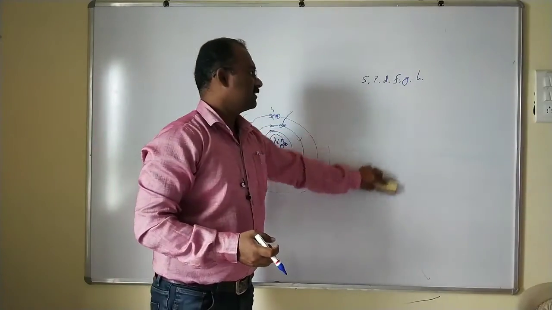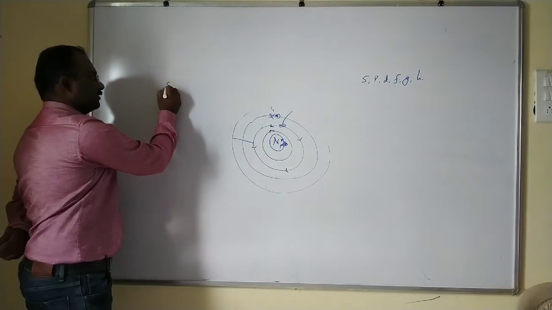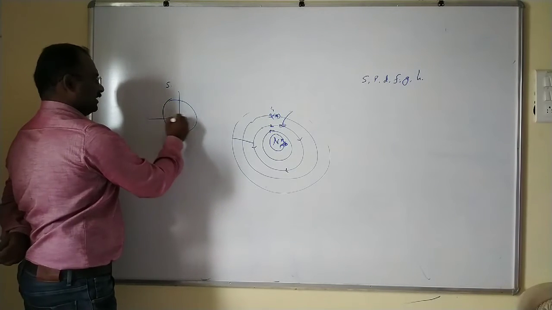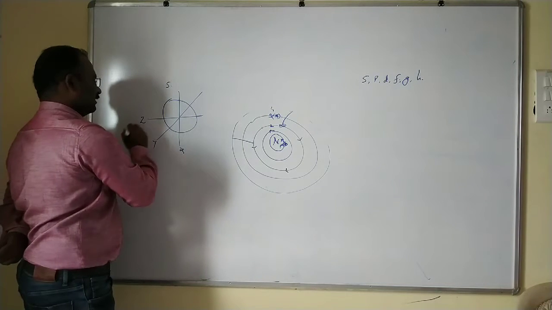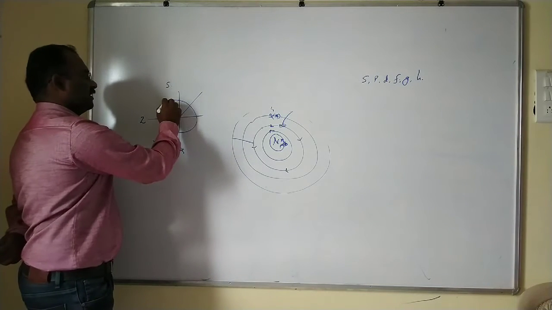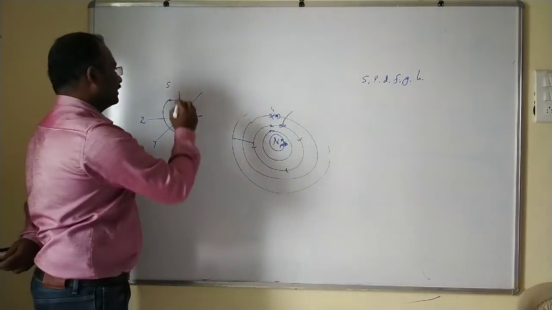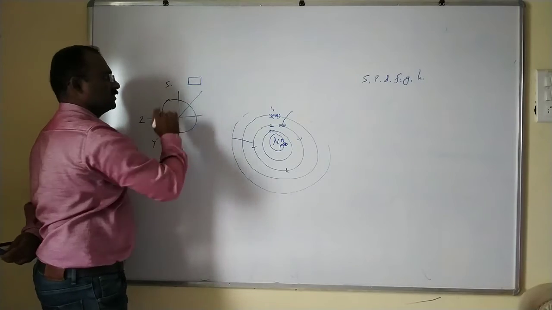Now we will see the shape of orbital. The S orbital has a spherical shape. This is the x-axis, y-axis, and z-axis. It has spherical shape. It means it has circular structure, and it has only one suborbital, which we write as a simple box.